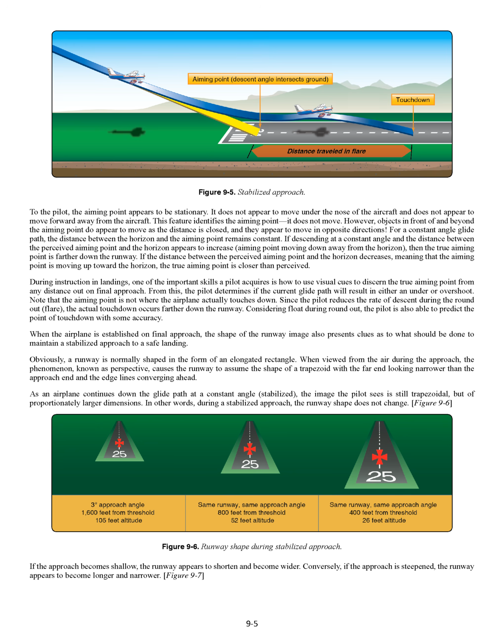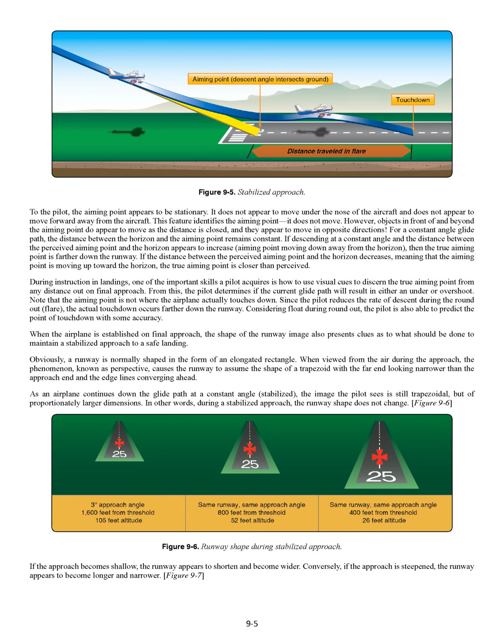During instruction and landings, one of the important skills a pilot acquires is how to use visual cues to discern the true aiming point from any distance out on final approach. From this, the pilot determines if the current glide path will result in either an under or overshoot. Note that the aiming point is not where the airplane actually touches down. Since the pilot reduces the rate of descent during the round-out flare, the actual touchdown occurs farther down the runway. Considering float during round-out, the pilot is also able to predict the point of touchdown with some accuracy.